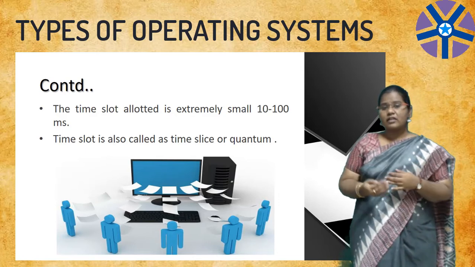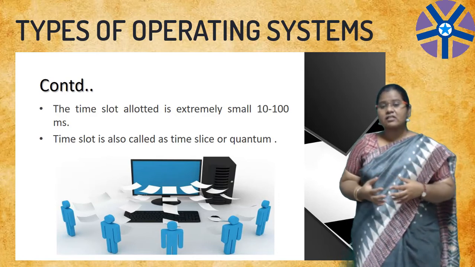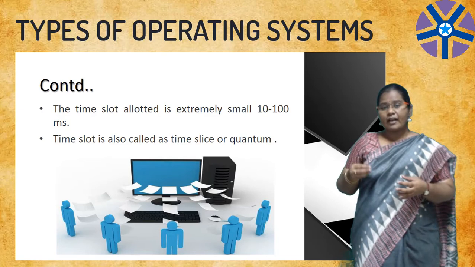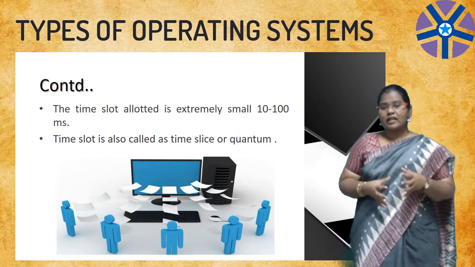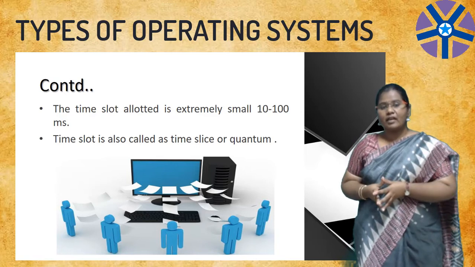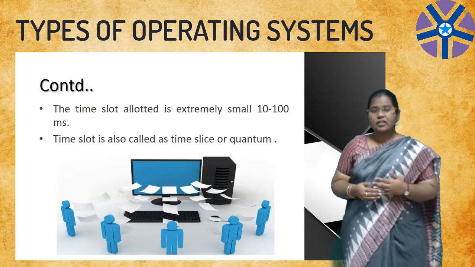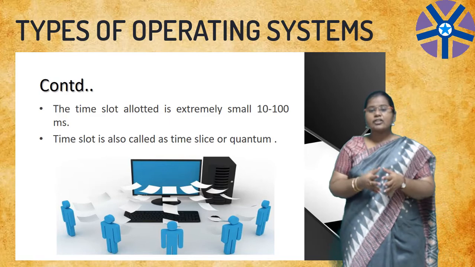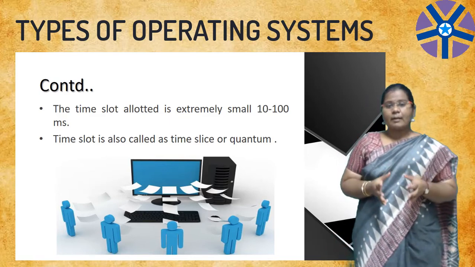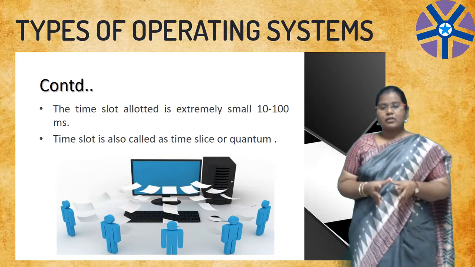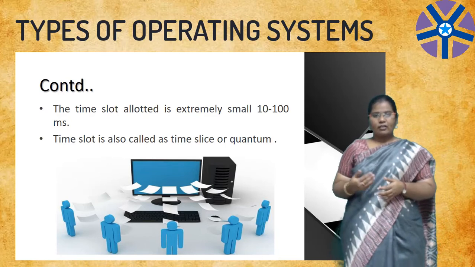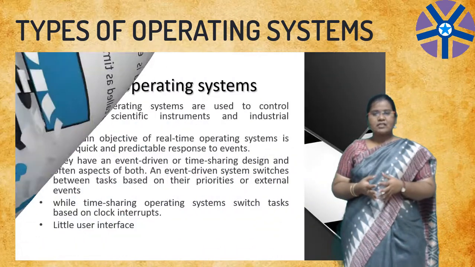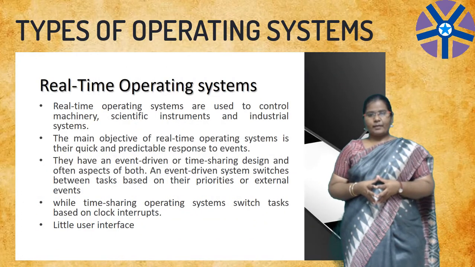As human beings, we cannot recognize such a tiny fraction of a second. So the user will think that his job is continuously being executed, but what is actually done in the background is that each job gets paused after completing its time slot. So that is about the time sharing operating system. Next, we'll see the real time operating systems.